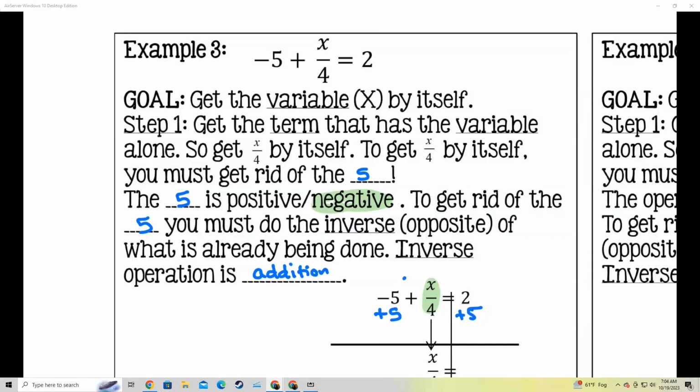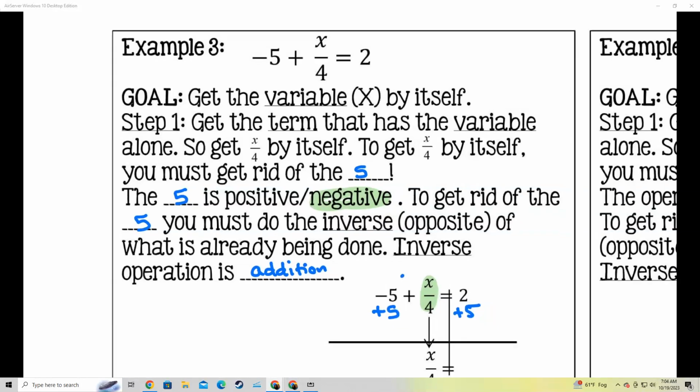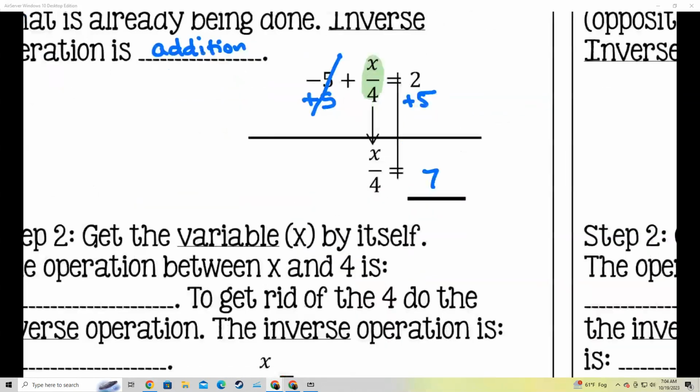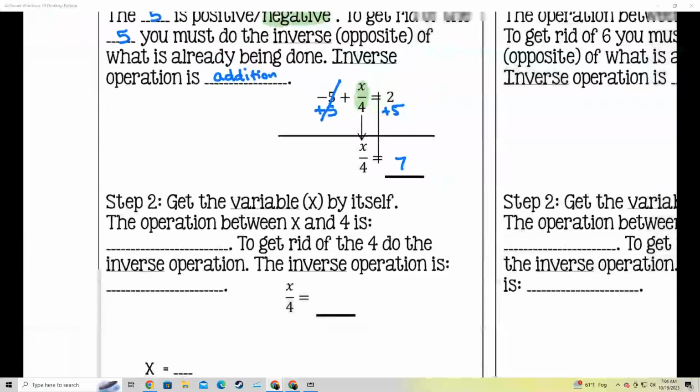When I do that, notice that the line is underneath because I'm not dividing in this case. So I'm going to eliminate these two. The x over 4 is going to drop, and 2 plus 5 gives me 7. Before I move on, let me just write that. I know that x over 4 is equal to 7, okay?